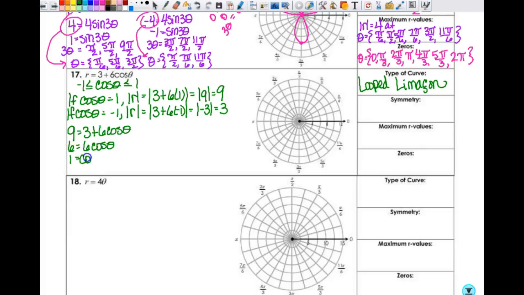1 equals cosine theta, and I only have to go from 0 to 2 pi. So cosine is 1 at 0 and 2 pi. Instead of having a ton like I did on the one before, I just have 2. So the absolute value of r is equal to 9 at theta equals 0 and 2 pi.